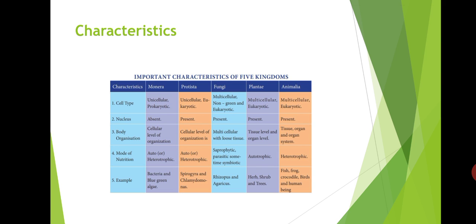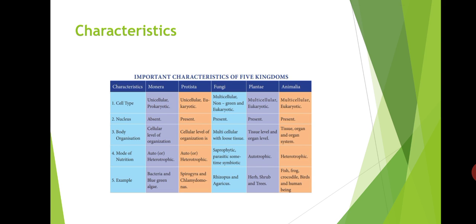And then body organization: cellular level, and then cellular level, multicellular level with loose tissues. What does that mean? The tissue arrangement will not be so close; a little gap will be there, which is called loose tissues. Next, Plantae: tissue level and organ level. If we take Animalia: tissues, organs, and organ systems, along with their functions, everything will be present.